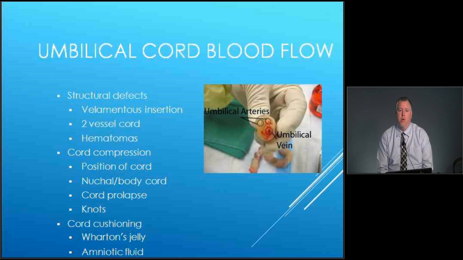And then we think about cord cushioning. What helps cushion the umbilical cord are the Wharton's jelly and the amniotic fluid. The Wharton's jelly is a gelatinous substance inside the umbilical cord to help protect the vessels. When you see in the picture there, remember there are two umbilical arteries and one umbilical vein. Those arteries are thick and muscular, whereas the umbilical vein is a very thin-walled vessel.